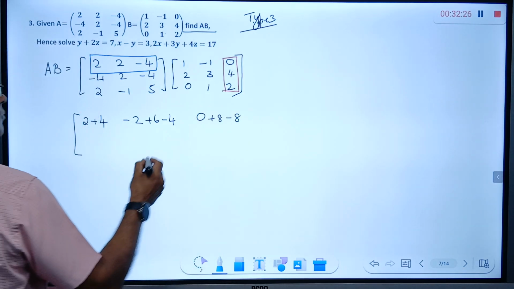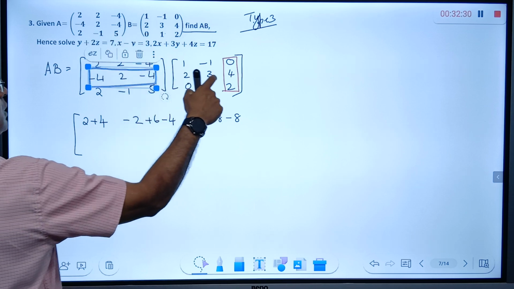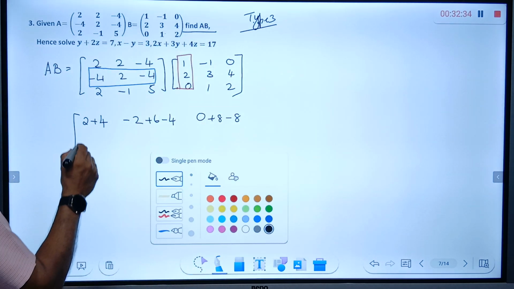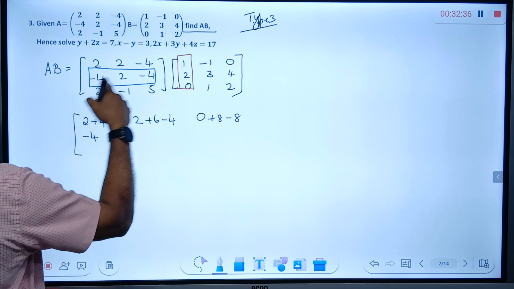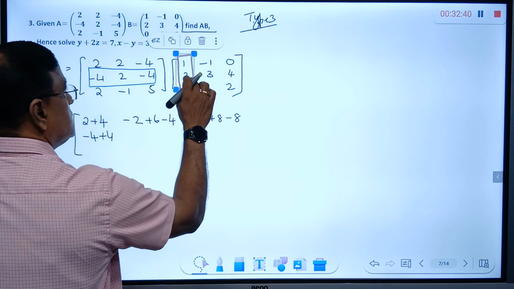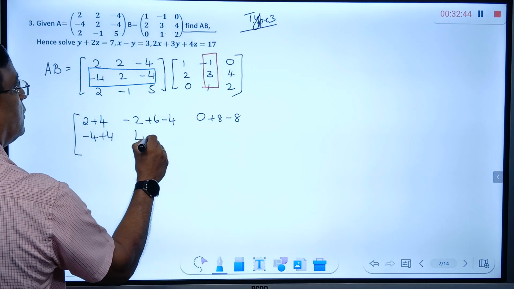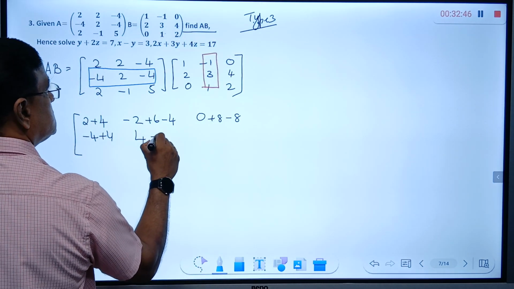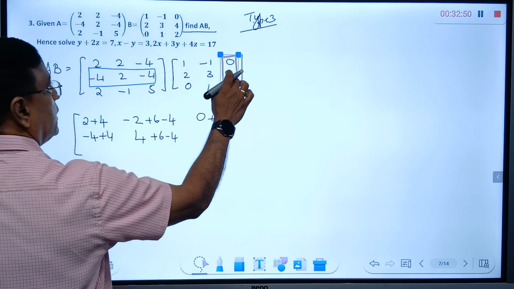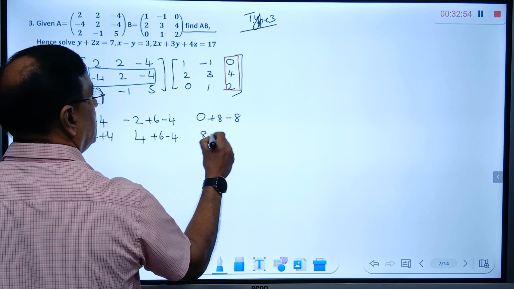If you do this process again, you bring this down. I'll just complete it. I've already done this much, so I can finish it. So what do you get? Minus 4 plus 4, then 0. Then what happens? It will be 4 plus 6 minus 4. Then again go to the next row, next column. What do you get? 0. This is 8 minus 8.